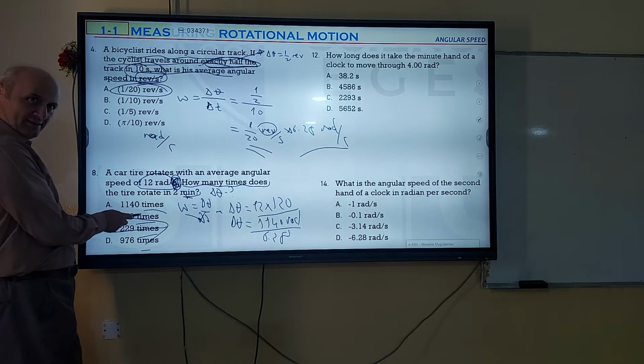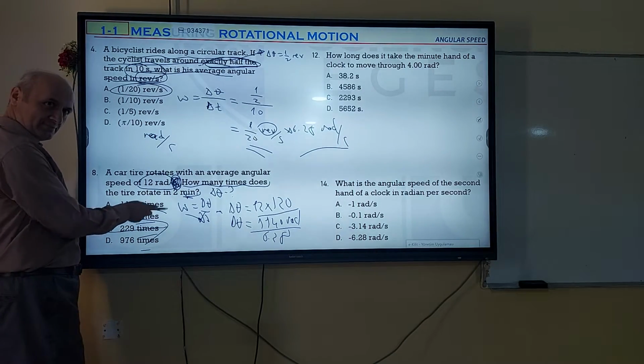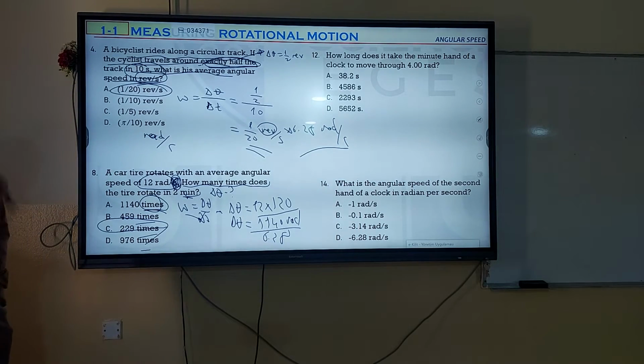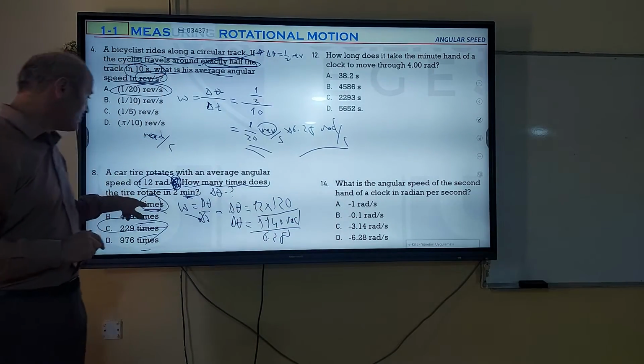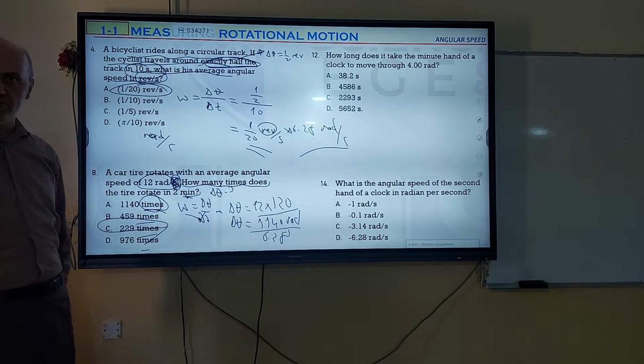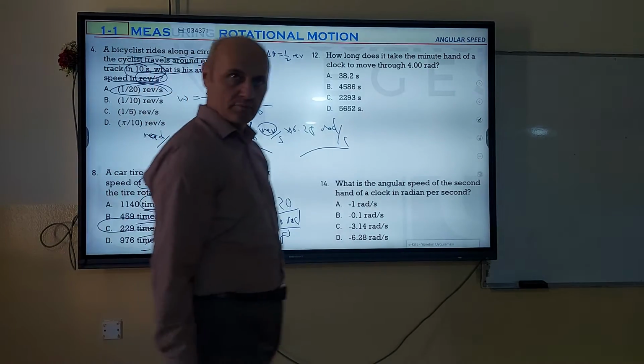You saw that? I put here times. If you don't care about the units, it's going to be the wrong answer. This is radian, this is times, meaning revolutions, rotations. Okay, you should be careful.